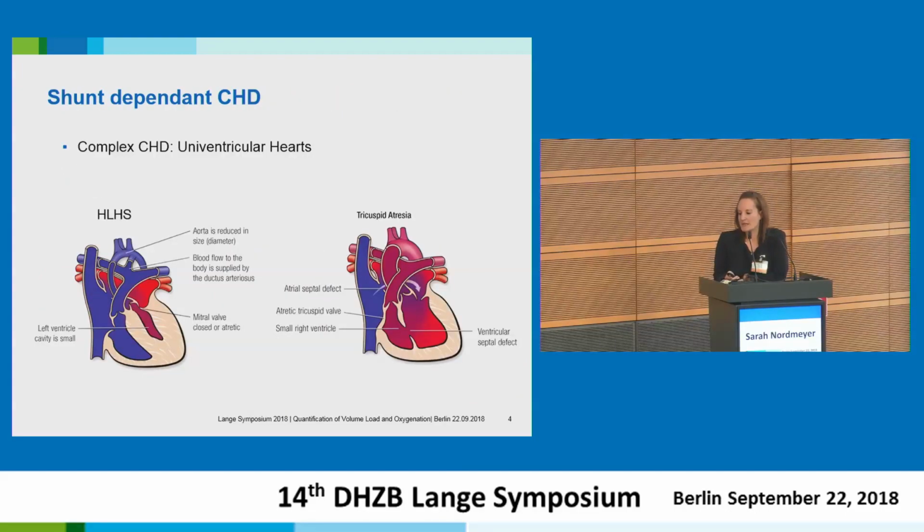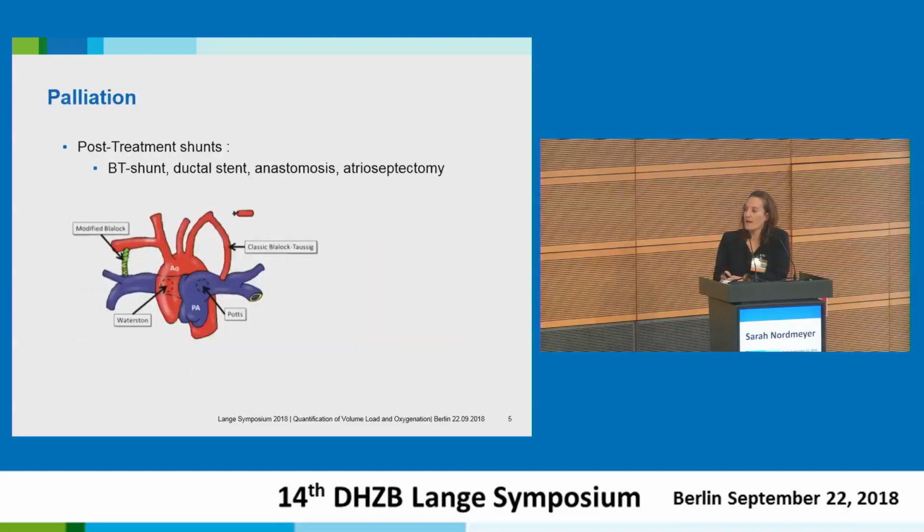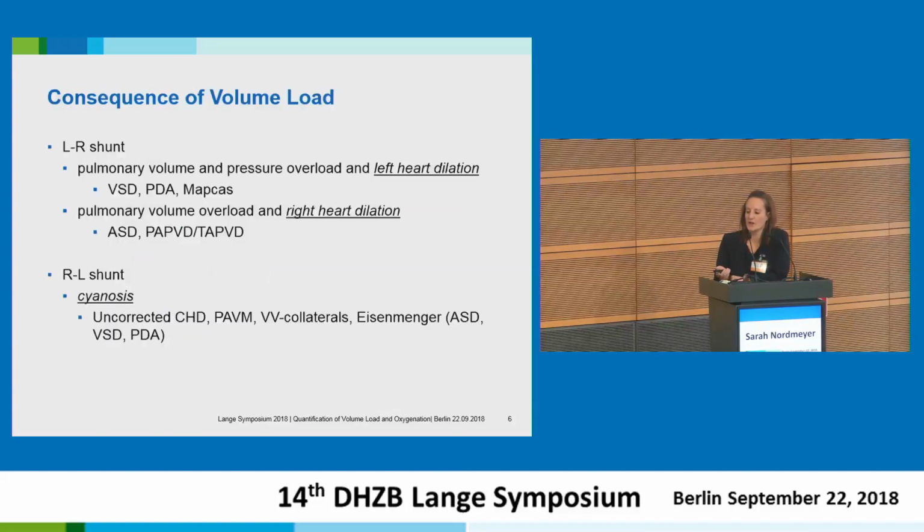and the really complex congenital heart disease with univentricular hearts, where we actually want to have shunts. They're shunt dependent, and we create shunts and enlarge shunts to have a sufficient circulation. Then we have all the operated congenital heart disease, the different palliation stages where we put BT shunts or ductal stenting, anastomosis, Waterston anastomosis, Potts anastomosis, and so on.